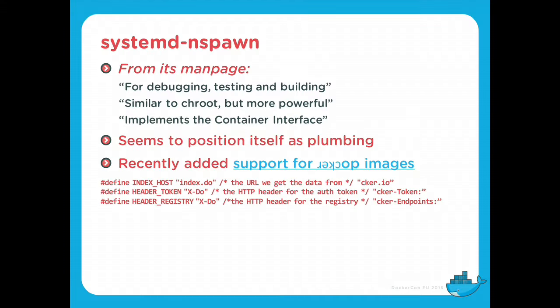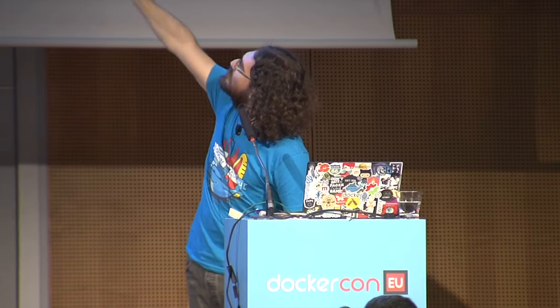Next one, systemd-nspawn. That's something belonging to systemd. The man page says it's for debugging, testing, and building, a little bit like chroot, but more powerful. It implements the container interface. I don't know what the container interface is, but anyway, systemd seems to be the only thing implementing it. So it positions itself as plumbing, but it's kind of weird. Recently, well, not that recently, they added support for Docker images. But apparently the systemd developers are so afraid of Docker, they think it's like Beetlejuice. If you say Docker three times in the code base, then it will go boom and rewrite itself in Go. Because this was in the patch: they didn't want to put Docker in the code, so they put do, some command, ckr. That's for real. If anybody knows why, I would really like to know, because that really provokes doubts about their mental sanity or something.